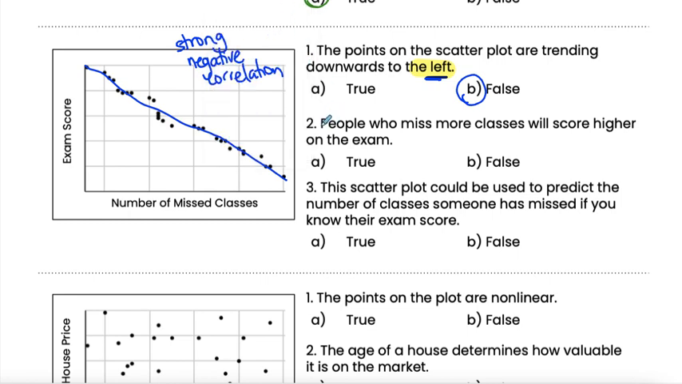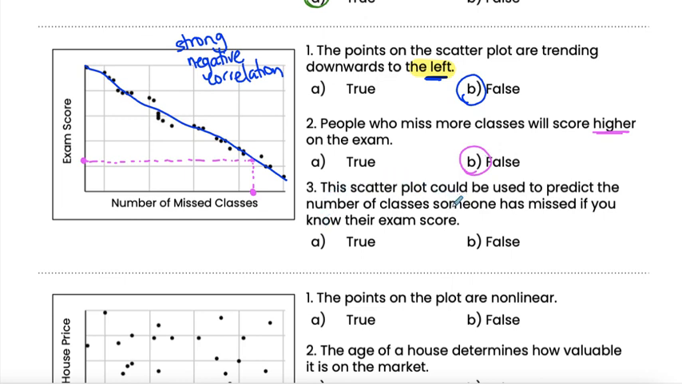Number 2, people who miss more classes will score higher on the exam. If I find someone who misses a lot of classes, it would be at this point right here, since it's increasing as it goes up the x-axis. I'm going to go up to where my line of best fit is. There's that point, and I'm going to go over to where my exam scores are. Now that's not that high, is it? So people who miss more classes would probably get a lower score on the exam rather than a higher score. So this would also be false.